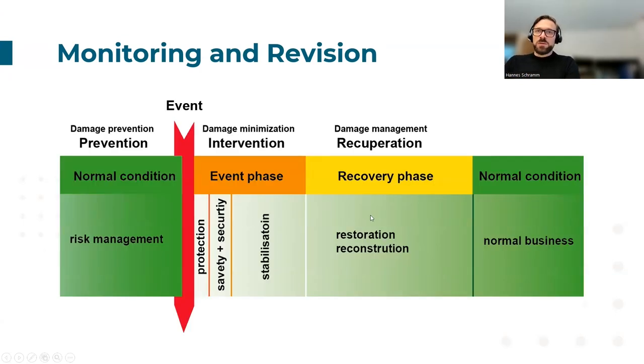So to end the topic, we have here again our graphic about emergency management, and guess where you find the whole monitoring and revision part. Yes, you're right. It's not only here. It's over the whole process, over all the phases, because we have to do the lessons learned and lessons identified about how we coped with the chaos phase after the event, how we coped with the protection measures, the safeguarding and securing measures, the stabilization. Is there room for improvement? Do we have options to make our processes and measures more efficient and more effective?